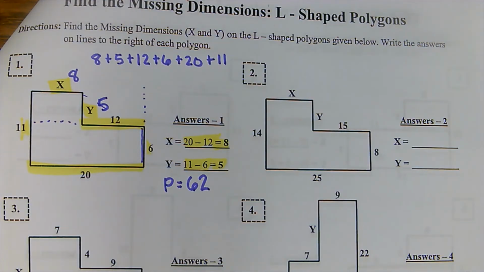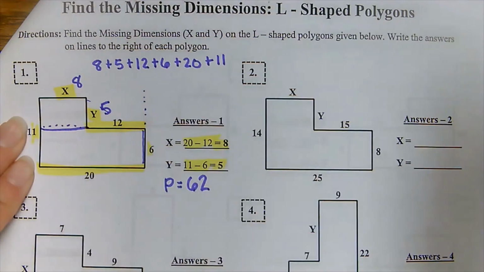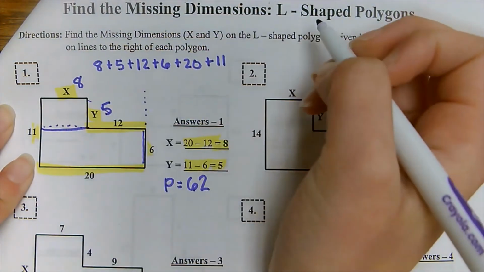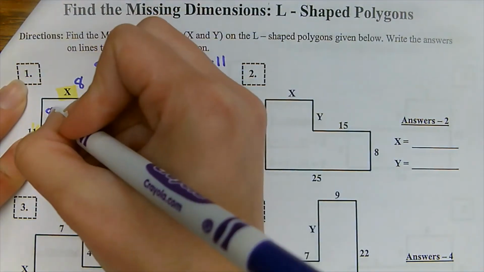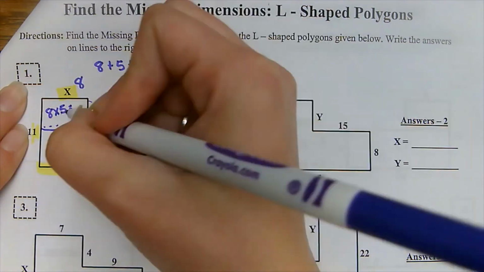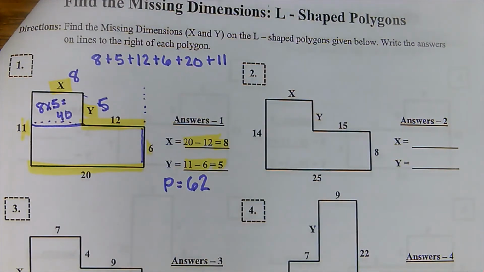Alright, area. Remember, whenever we find the area of a shape that has two shapes together, we have to find the area of each one first. So if I draw this line right here that I showed you, the length times width of that smaller square is 8 times 5. What does that equal? Good, 40. So that little square has an area of 40 square units.